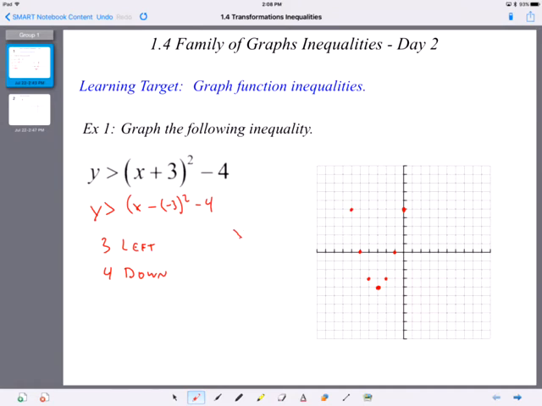Because it is greater than, we're going to use a dotted line. If it was greater than or equal to, we would use a solid line. So we're going to do a dotted line to graph the quadratic. And then the last thing is, where are we going to shade? You could have done this possibly 2 ways. One is to test a point.